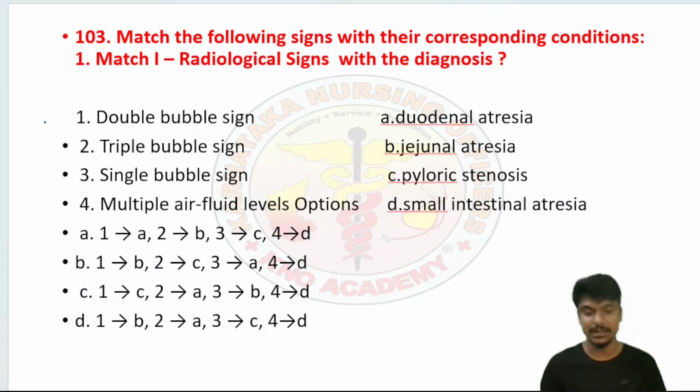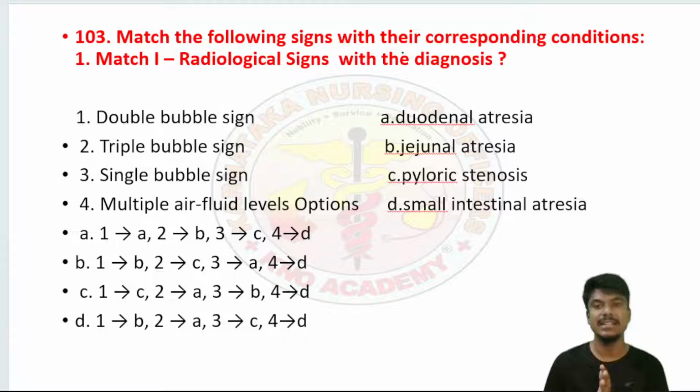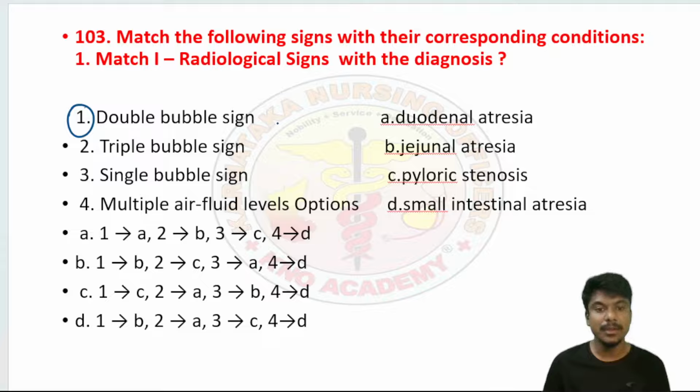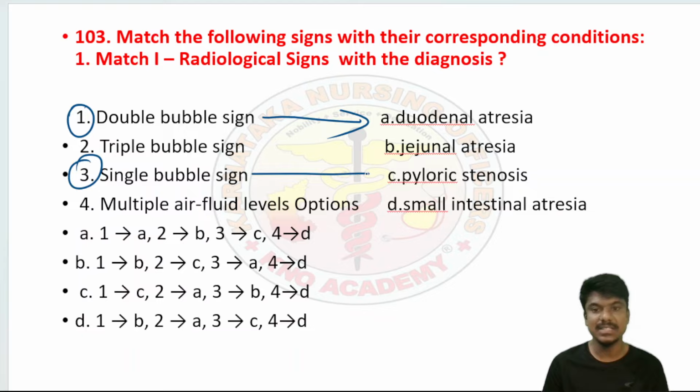Next question. Here they have given you match the following. Match column A with column B. Match the following signs with the corresponding condition. Match the radiological signs along with the diagnosis. The double bubble sign is seen in case of duodenal atresia. The single bubble sign is seen in case of pyloric stenosis.